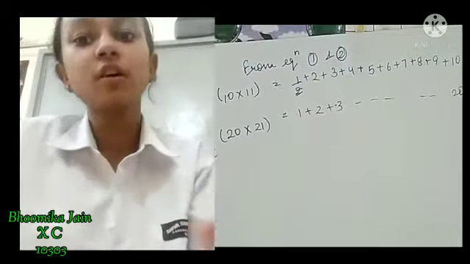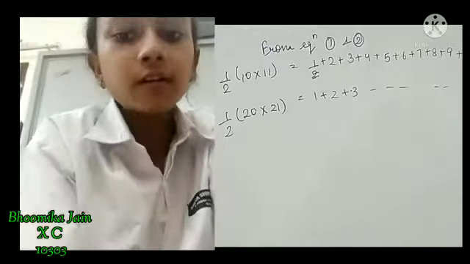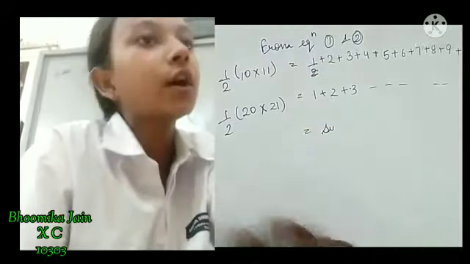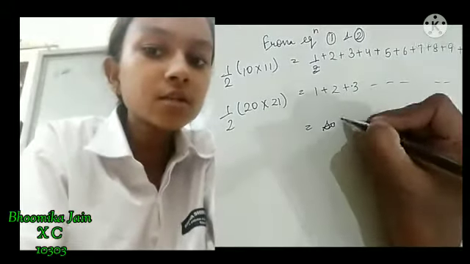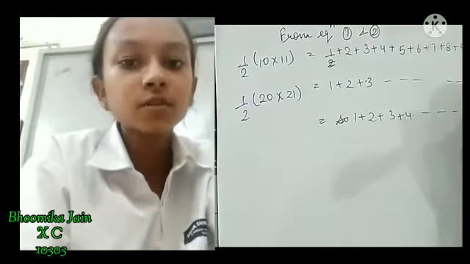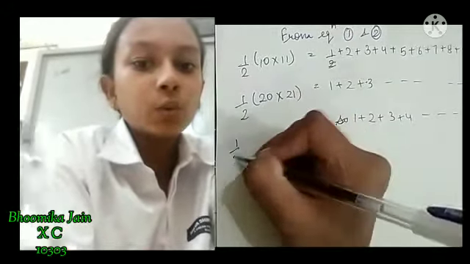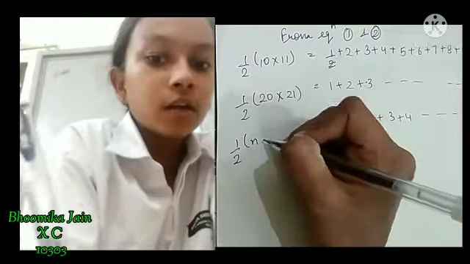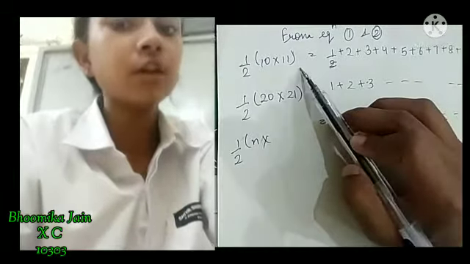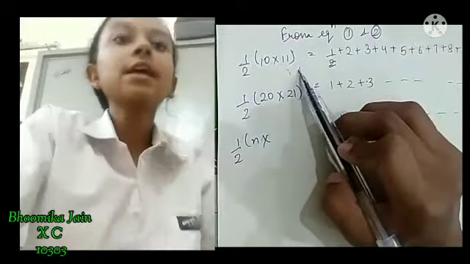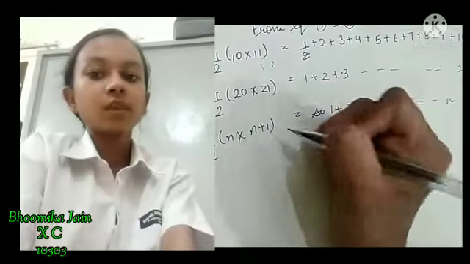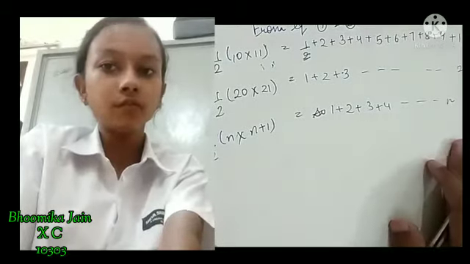So if we write it in general form, then what do we get? First we are going to find it for n terms. The sum 1 plus 2 plus 3 plus 4 and so on up till n terms will be 1 by 2 into n into, now what we have done in both cases, we have added 1 to the same number, so here also n plus 1.